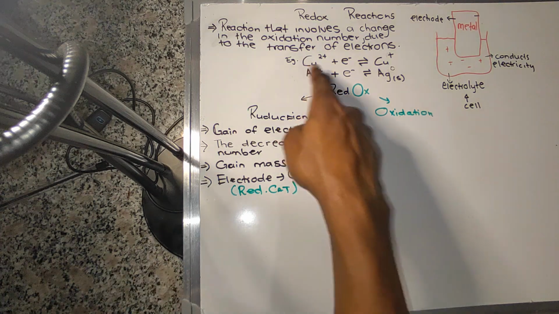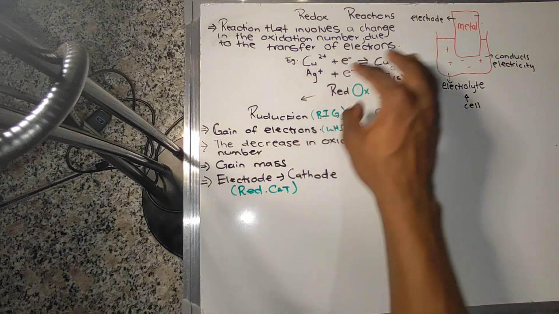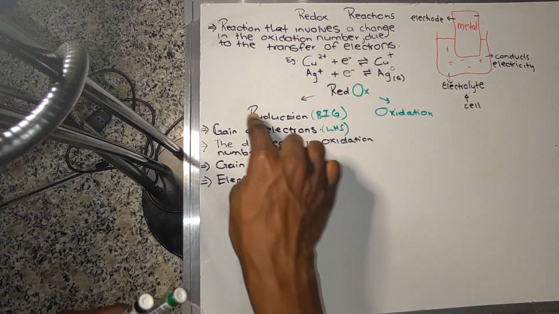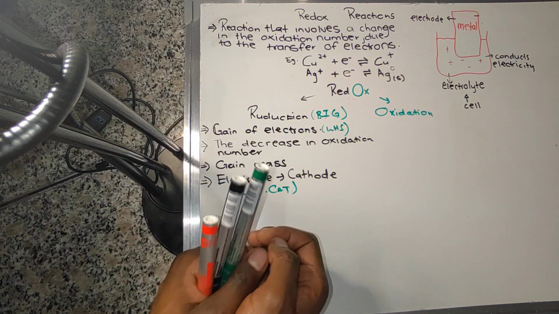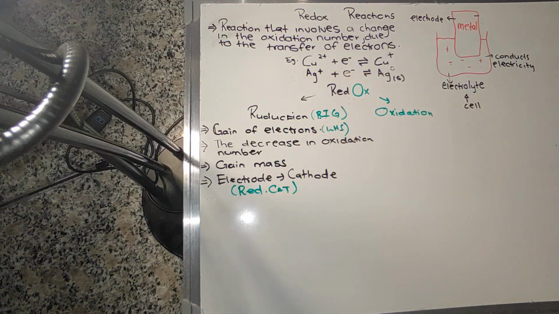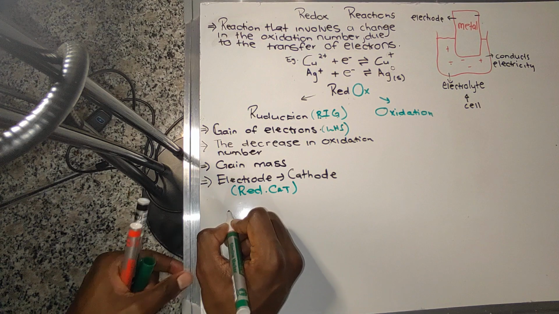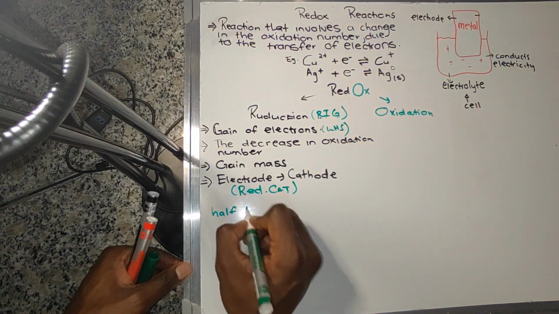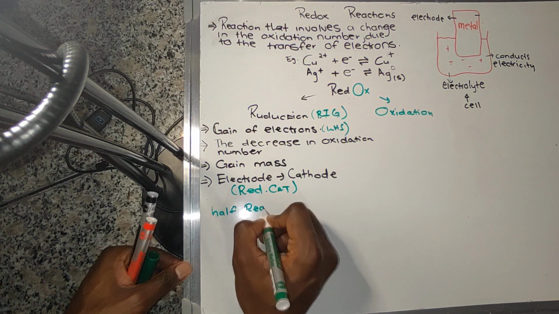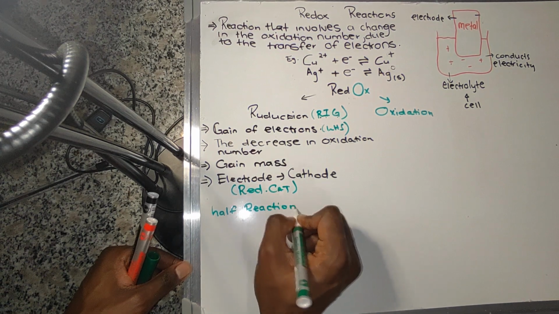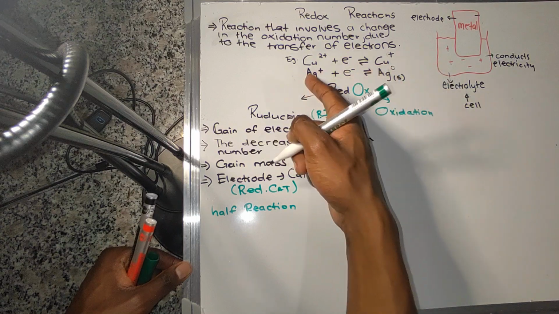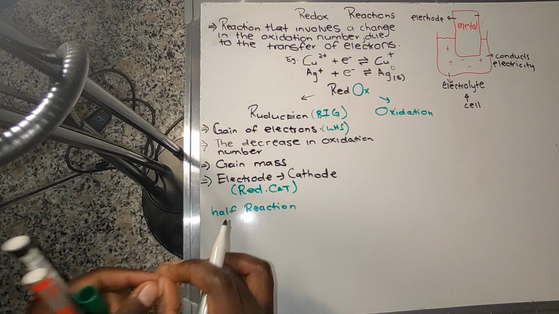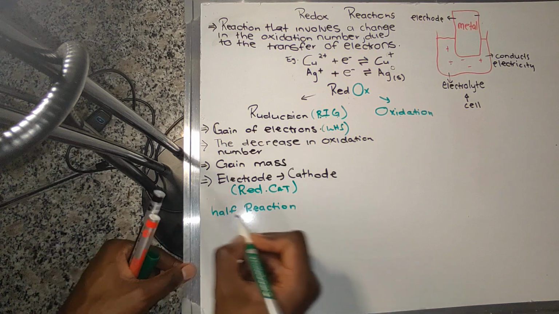Now, this is a reversible reaction. Like this, we call it a redox reaction. But when you're writing a reduction reaction, you can't include this reversibility sign. So you might be required to write down a half reaction under reduction. Why do I call it a half reaction? Because a full reaction is reversible and we call it a redox. So when you're writing a reaction for either reduction or oxidation, we call it a half reaction.